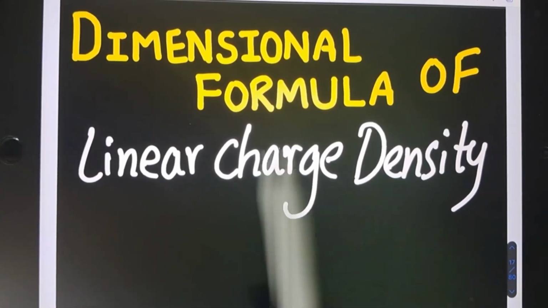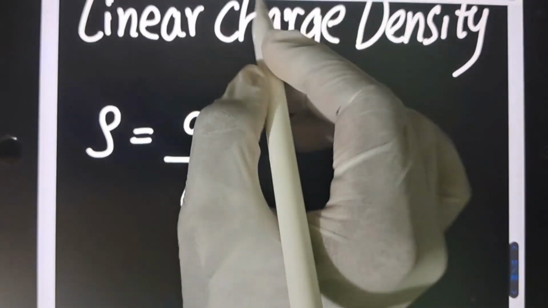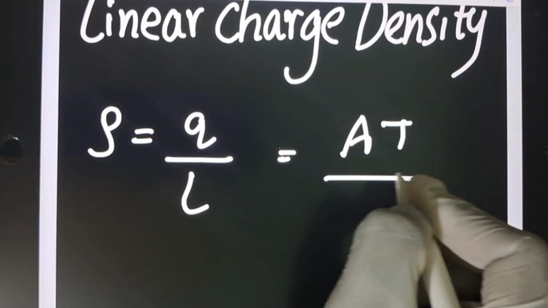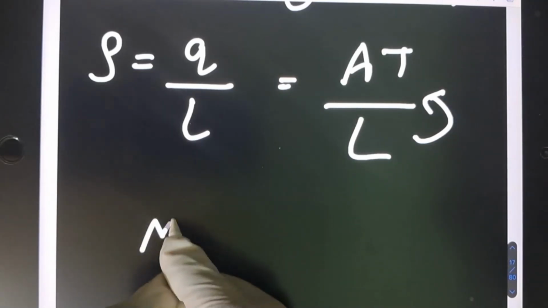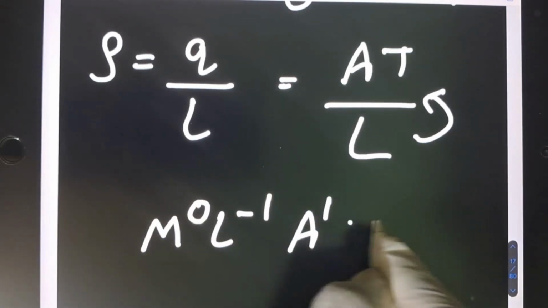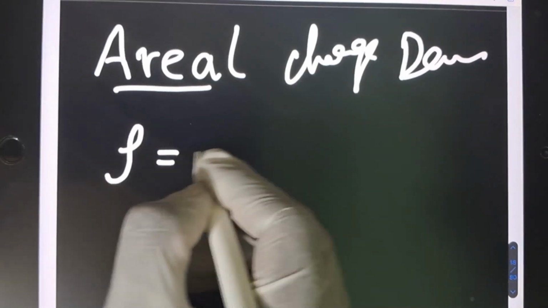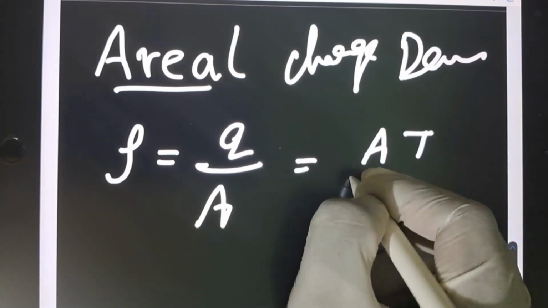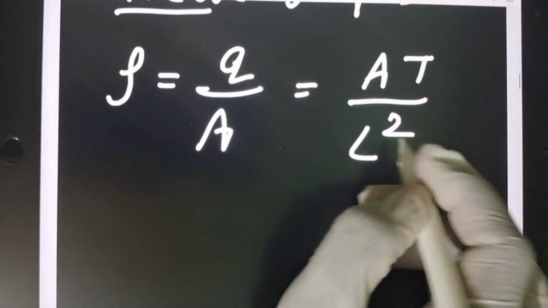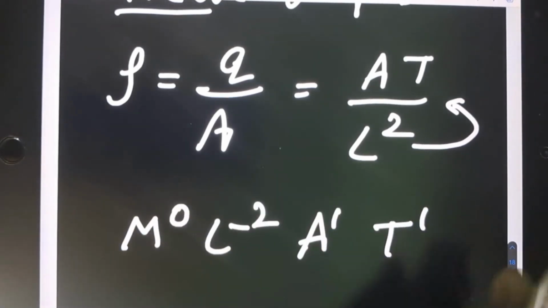To find the dimensional formula of linear charge density, here rho is equal to charge by length. Charge is nothing but current into time, by length. Current A into time by length. So on inversion of length, we get M power 0 L power minus 1 A power 1 T power 1. Areal charge density. Rho is equal to charge by area. Here charge, current into time, A into T, by area, length into breadth, so it is L square. On inversion of length, we get M power 0 L power minus 2 A power 1 T power 1.